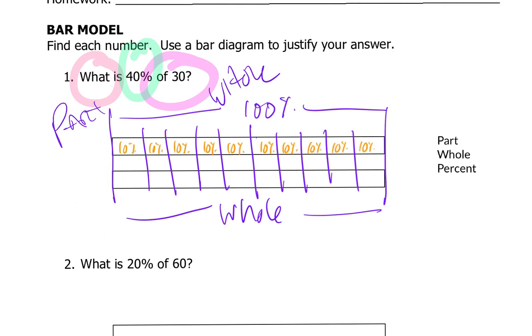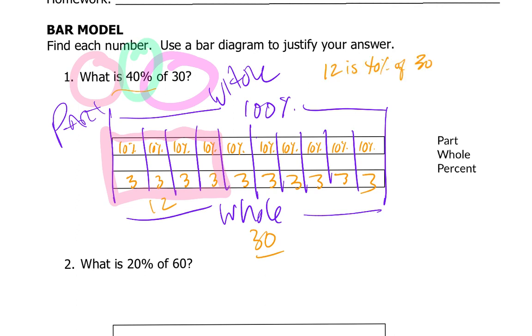That means we have to break up the whole into 10 equal sized pieces. So basically 30 divided by 10 is 3. So we're going to say each one of these parts is 3 because the whole is 30. And then they're asking us what is 40%. So that means we're going to look at 40%, right? So that's 10, 20, 30, 40%. What is 40% of 30? And that's going to be 12. So our answer is that 12 is 40% of 30.